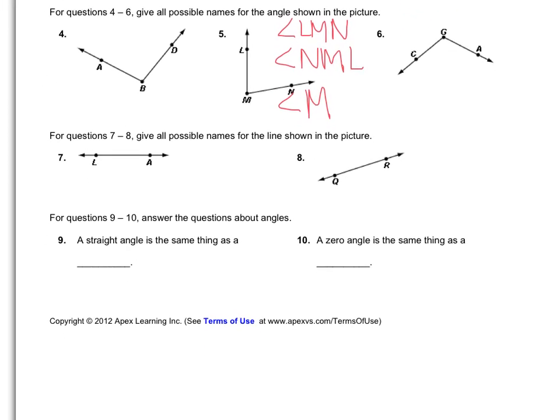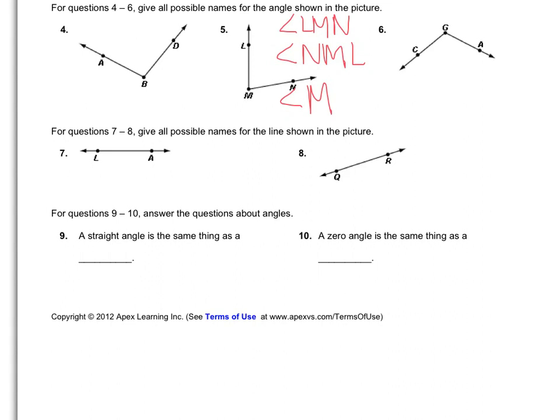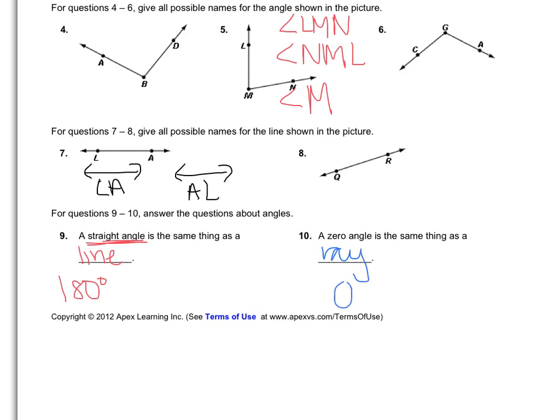Number 7 and 8 are both lines, and so if I'm going to name a line, it does not matter if it is line LA or if it is line AL. The order doesn't matter, because notice there's arrows at both ends. Remember, a straight angle is the same thing as a line, and it has 180 degrees. And I'm going to go ahead and answer 10. A zero angle is the same thing as a ray, and it is 0 degrees.